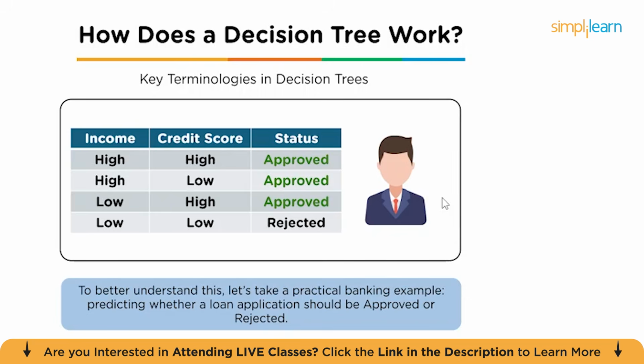So consider this data set. We have income, credit score, and status. It says that if your income is high, credit score is high, status is approved. So we have two classes here, target variable classes: approved and rejected.